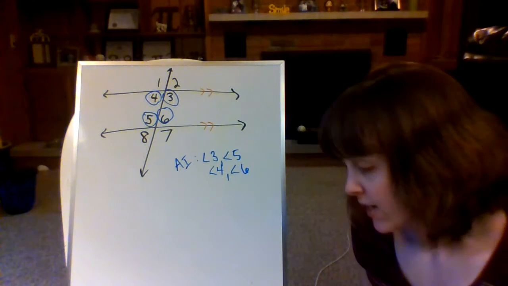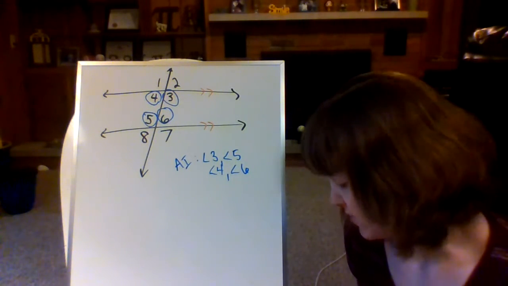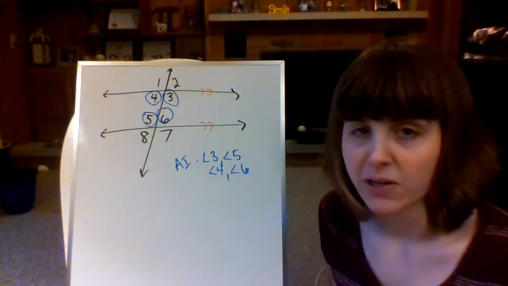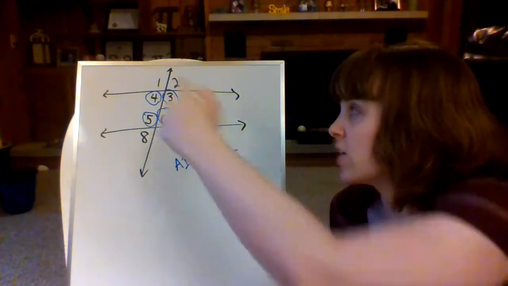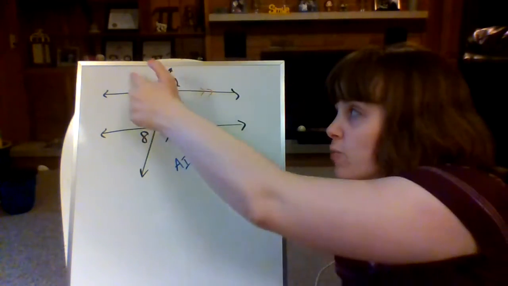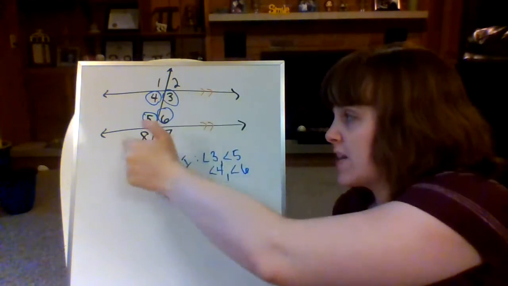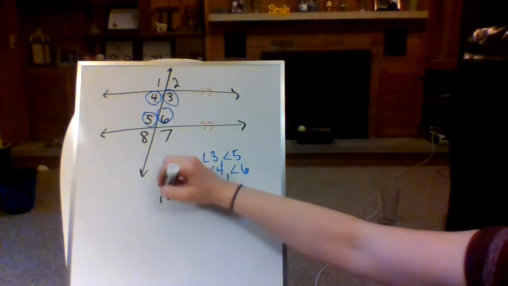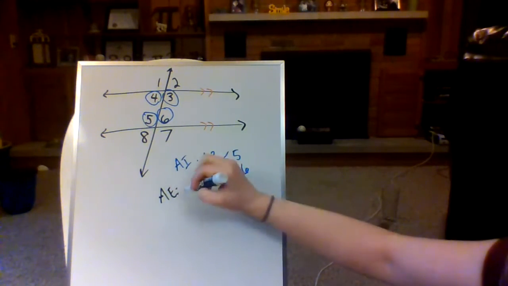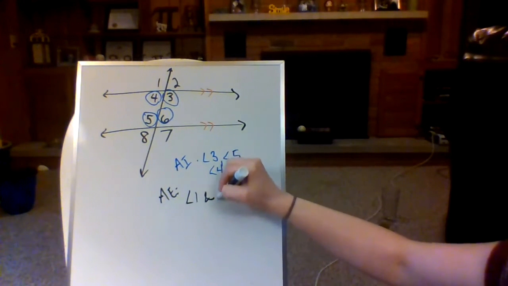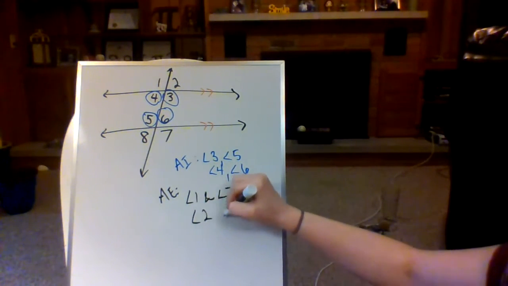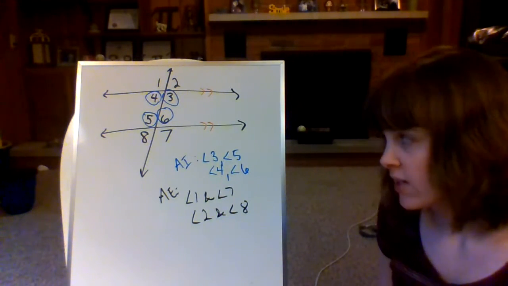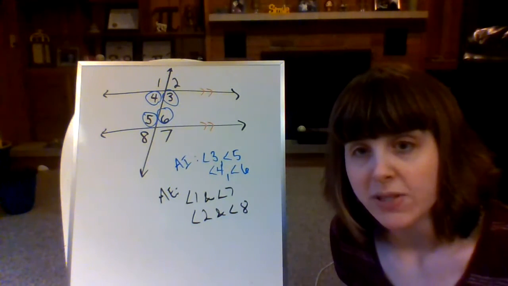Okay. Next up, we're going to talk about alternate exterior angles. Alternate exterior means they're on the outsides of the parallel lines and on opposite sides of the transversal. So 1 and 7 and 2 and 8. So alternate exterior, we have 1 and 7 and 2 and 8. Alright, so hopefully that seems familiar so far.